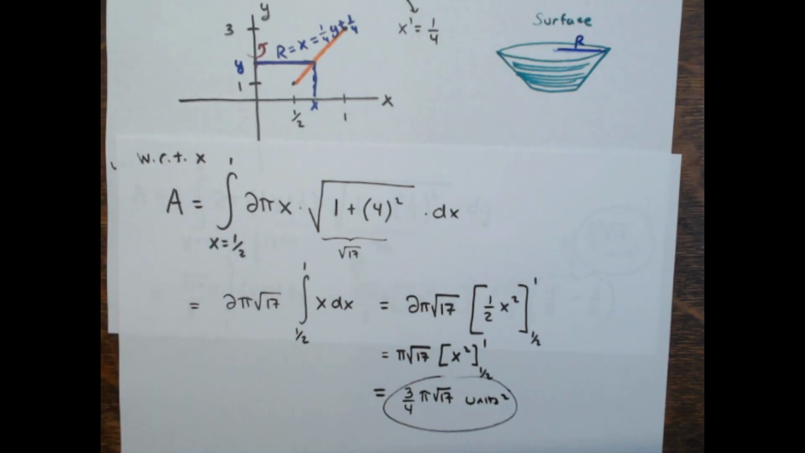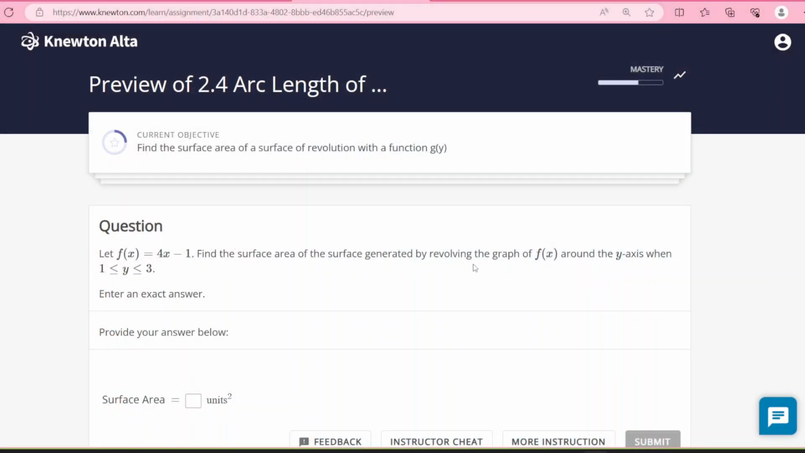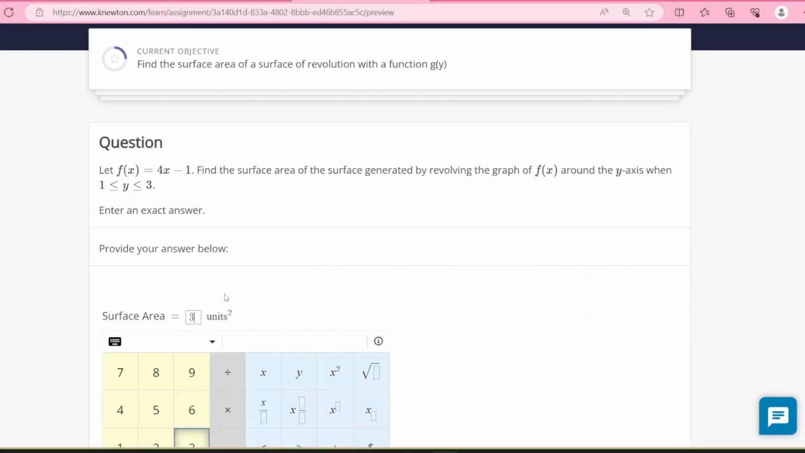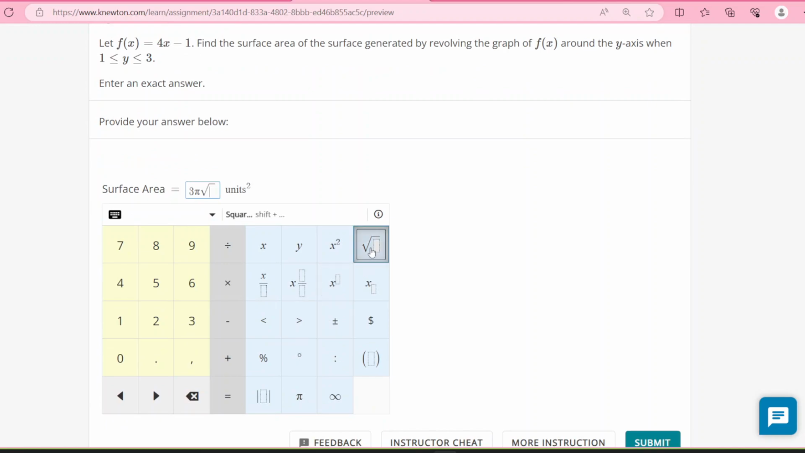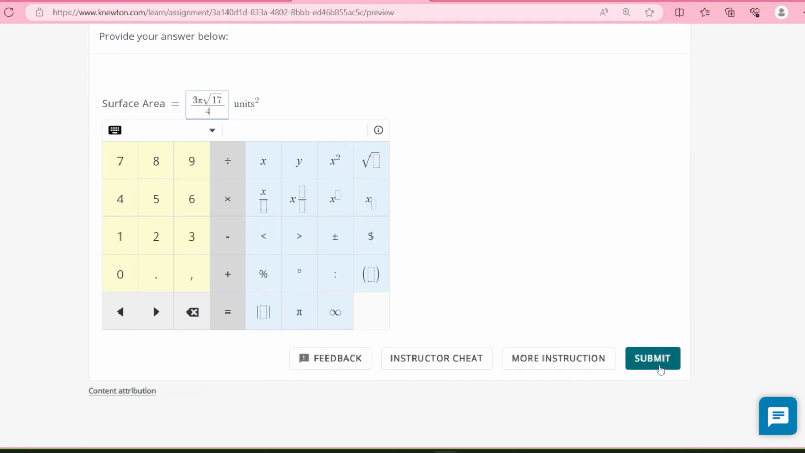And it's the same thing. It doesn't matter, I've said this several times now with arc length and with surface area of revolution. It doesn't matter if you set it up with respect to x or with respect to y. As long as you're doing it properly, you'll get the same result each time. All right, so let's go back and enter that. That was our solution here. So we got 3 pi times the square root of 17 in the numerator, and then 4 in the denominator. There we go.